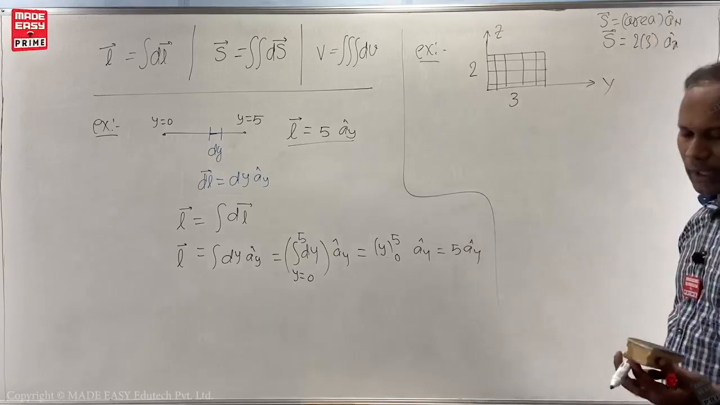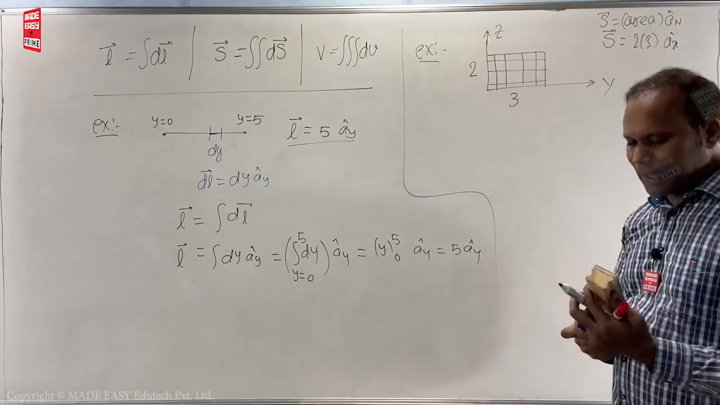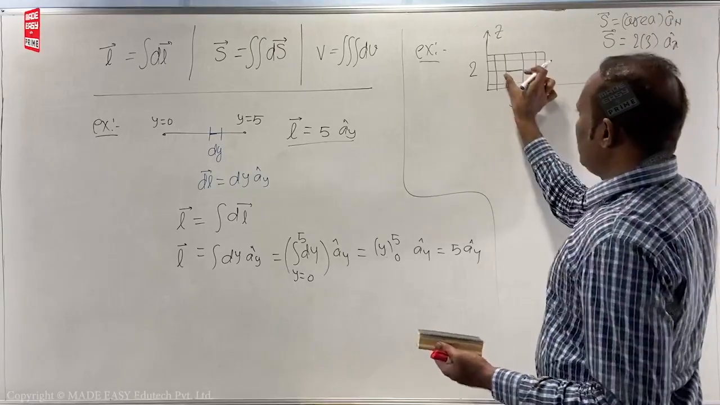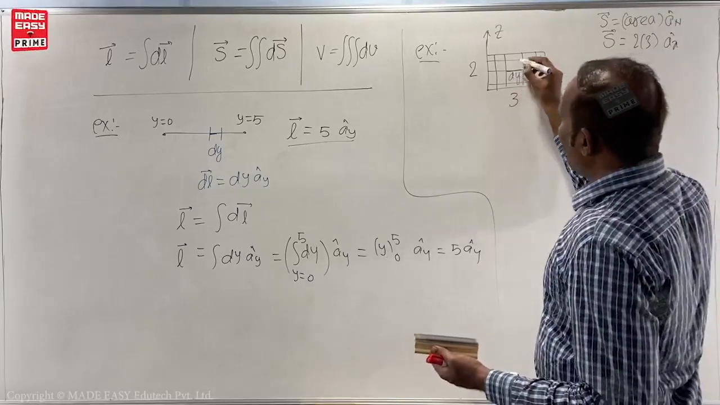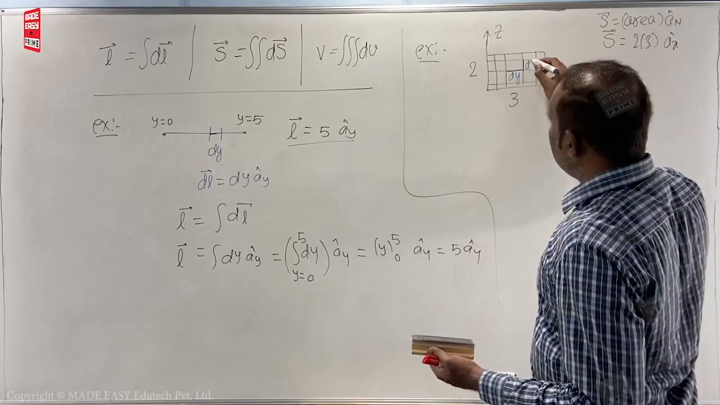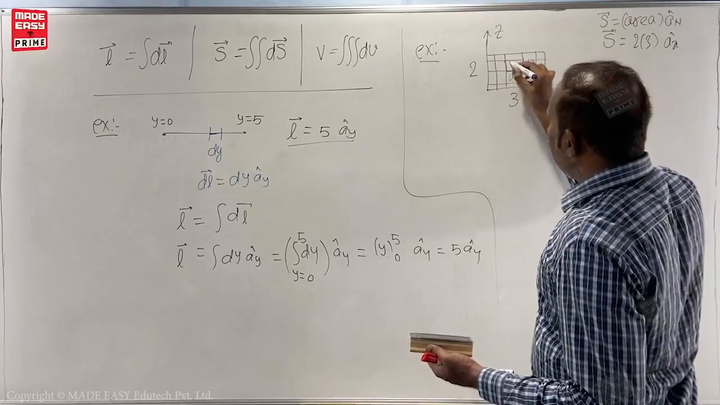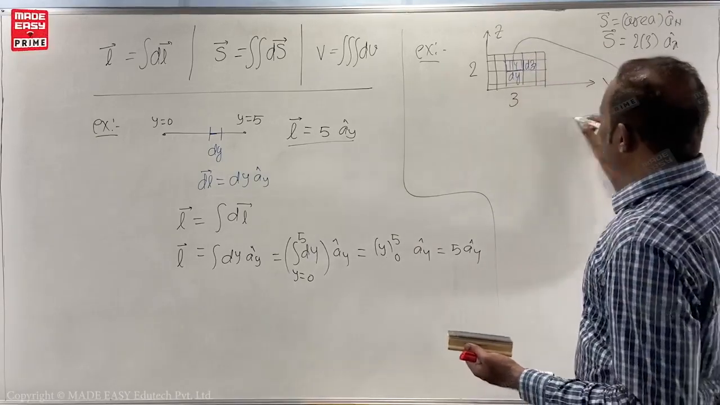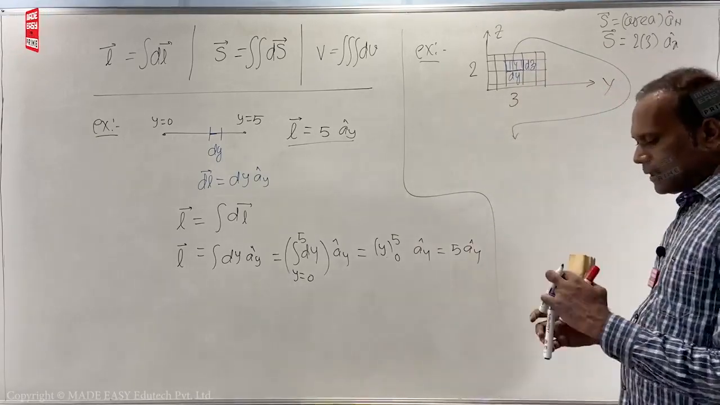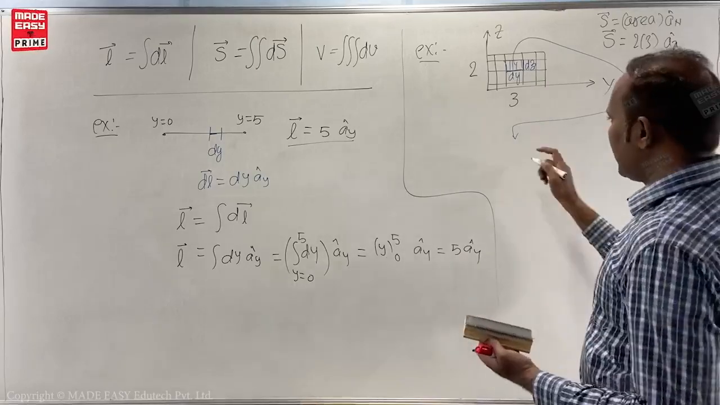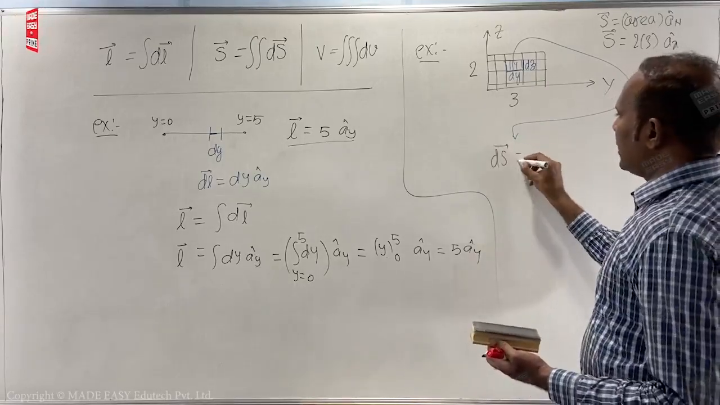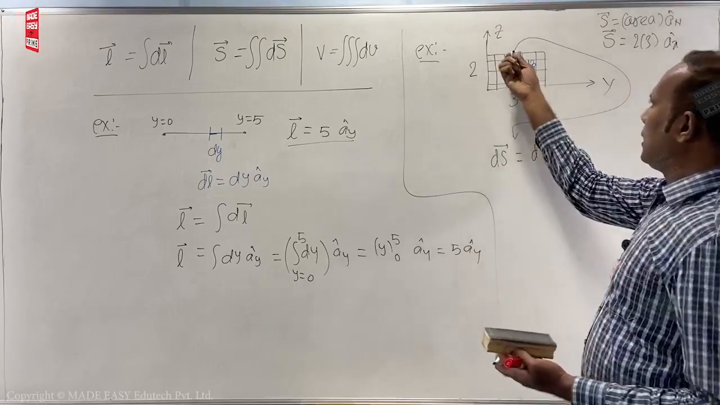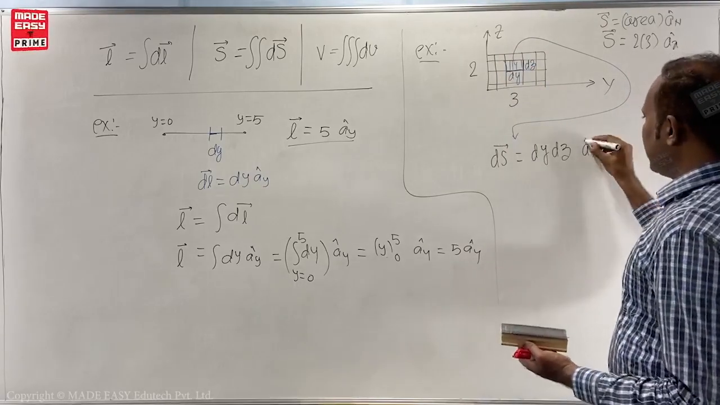Now let us see how you get that from the differential surface equation. So you take a small width, that is dy. You take a small height, that is dz. Now this is the small area. Now what is the equation of this small area? That is ds bar, actually. So ds bar is equal to dy into dz into the normal unit vector to the surface, Ax cap.